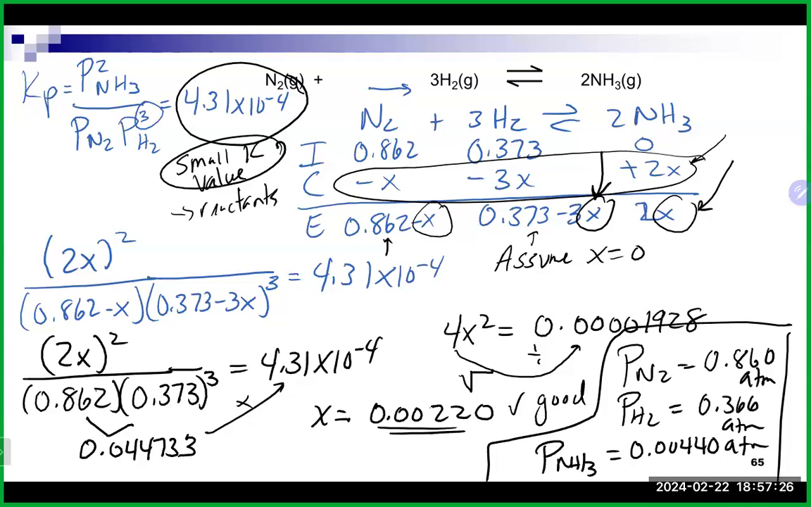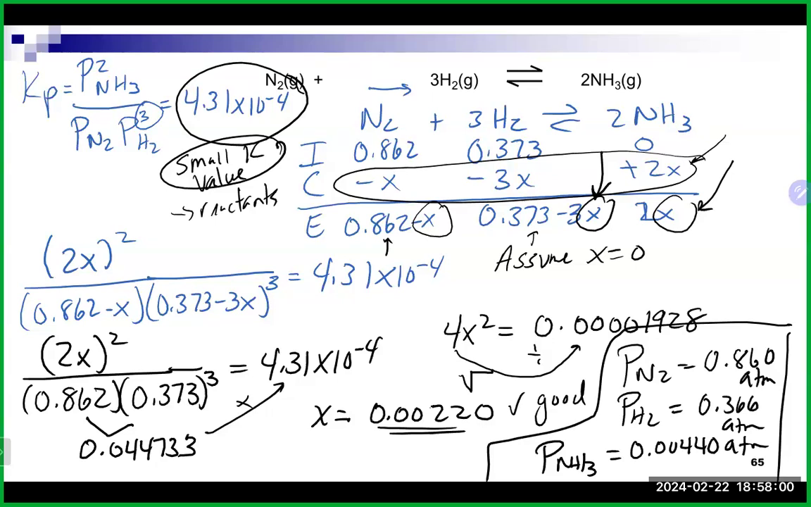The question was earlier, why could you not use the 5% rule or the assumption on the previous problems? Why could we not do it on the previous problems? The K value for our very first one was 7, which is a large value, which means you mainly have products and you have a pretty big change. The other two that we did, the K value was 54.3, which is also considered a large value, which means you should have a pretty big change that's occurring.